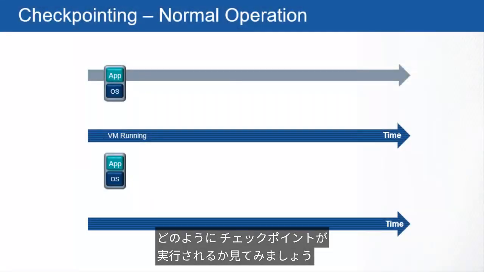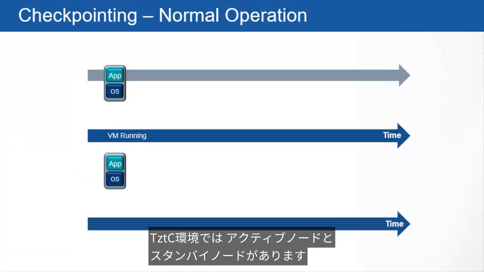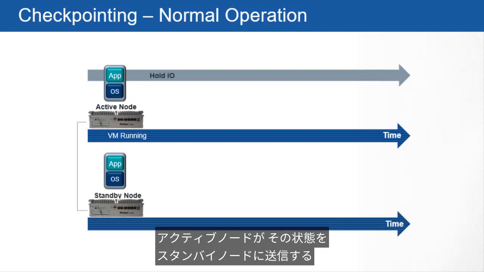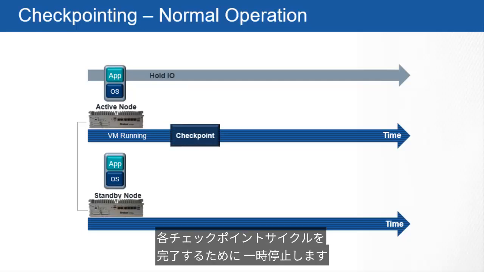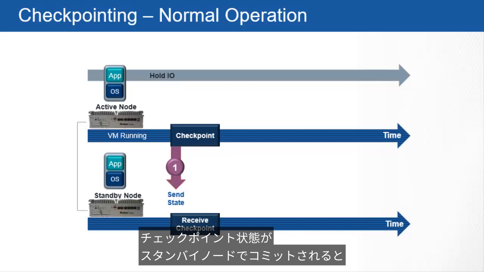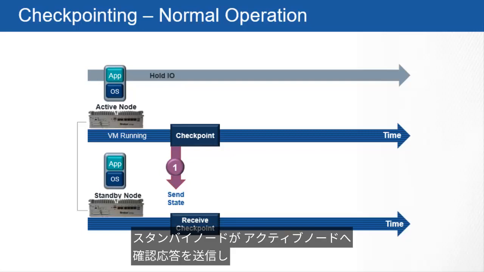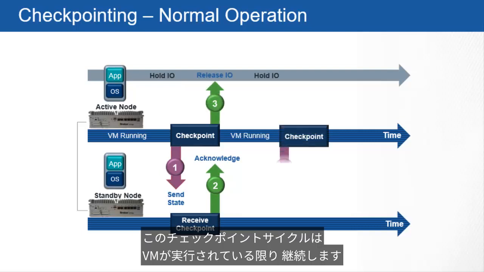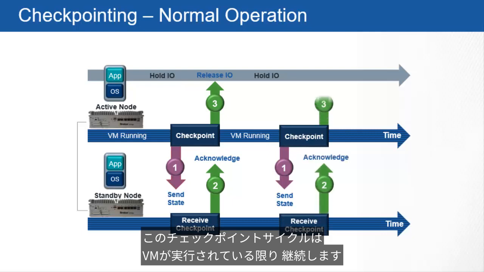Let's see how checkpointing is performed. In a ztC environment, there will be an active node and a standby node. The active node's VM's I/O is paused for a portion of time to complete each checkpoint cycle. During the checkpoint cycle, the active node sends its state to the standby node. The standby node receives the checkpoint data, and once the checkpoint state is committed on the standby node sends an acknowledgement back to the active node, where the checkpoint process releases the held I/O. This checkpointing cycle continues as long as the VM is running.